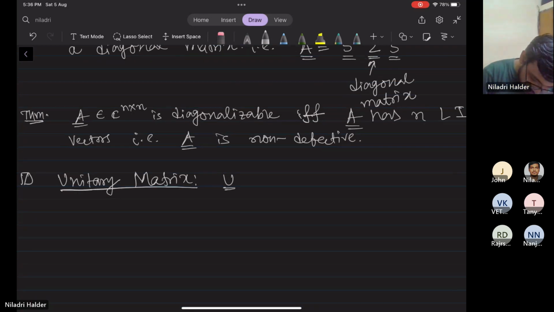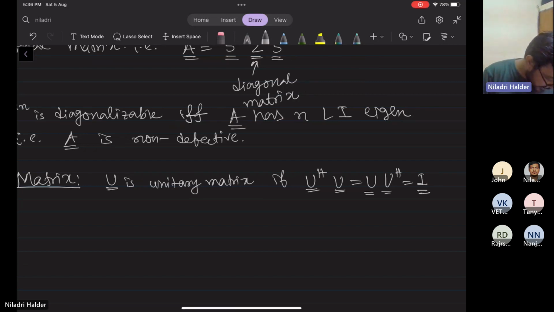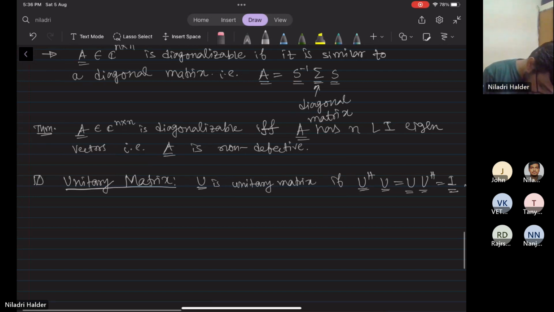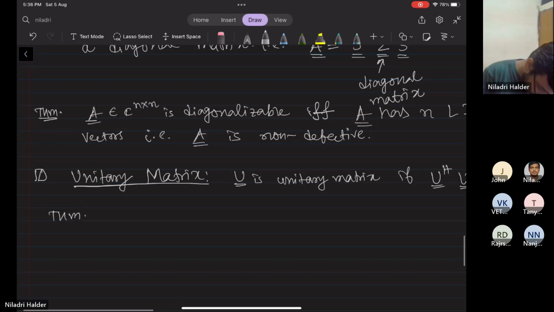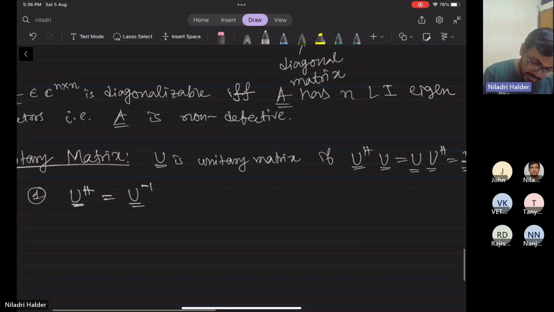So U is a matrix which is unitary if we can write down U Hermitian U equals U U Hermitian equals an identity matrix. So we have the following theorems. First one is U Hermitian equals U inverse. So it's very clear, obvious from this equation. So U Hermitian equals U inverse.